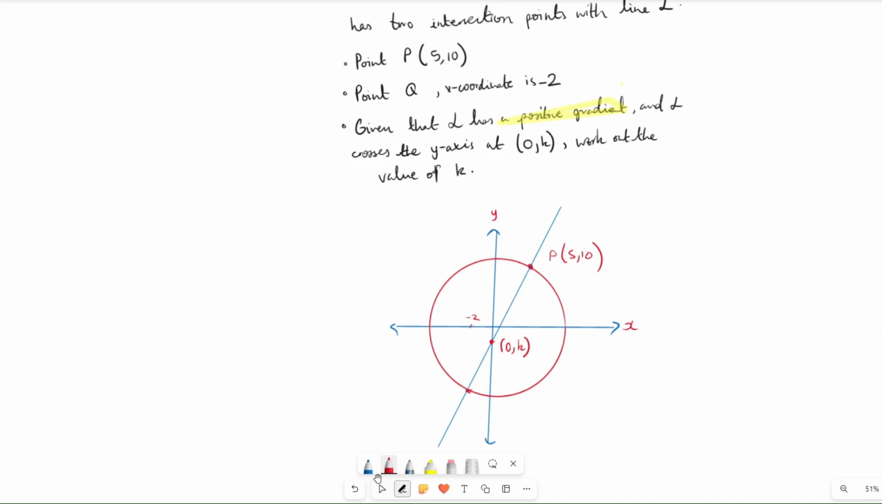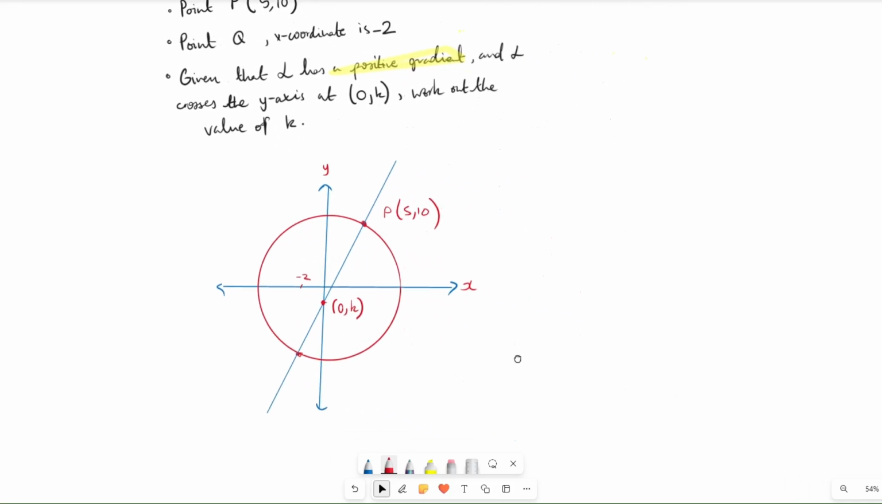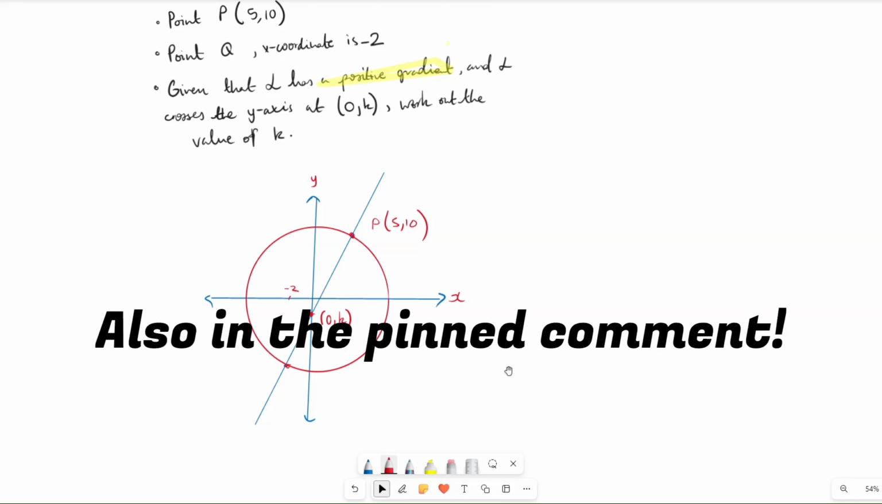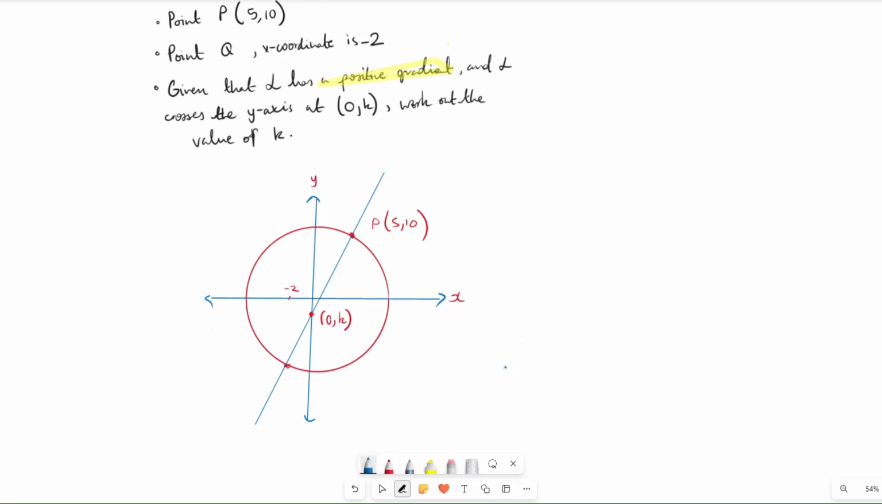So first of all, let's write out a plan of action. First of all, what should we work out? We need to work out the equation of the circle. Right? So if we work out the equation of the circle, then we can work out the equation of the line.